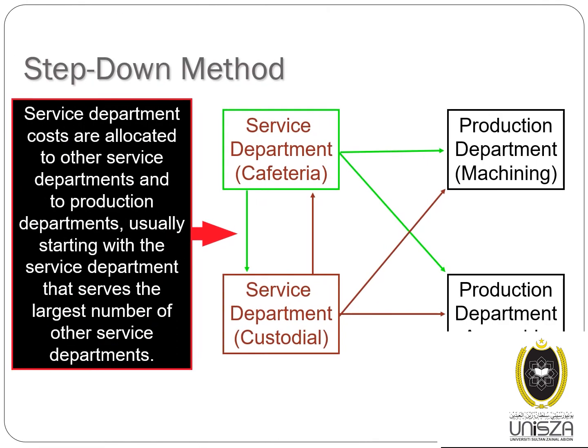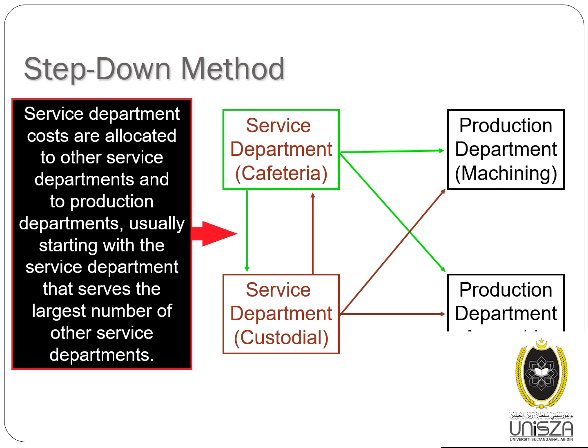So next we look at the step down method. In the previous slide we discussed the direct method that ignores the provision of service by one service department to another service department, and hence we will apply the step down method, whereby it will consider the cost between the service departments. Under this method, the managerial accountant first chooses a sequence in which to allocate the service departments.